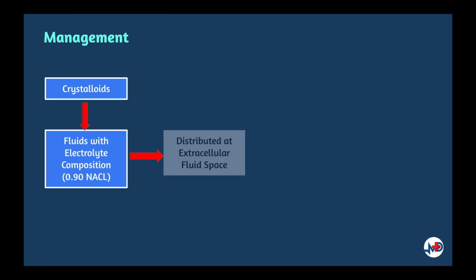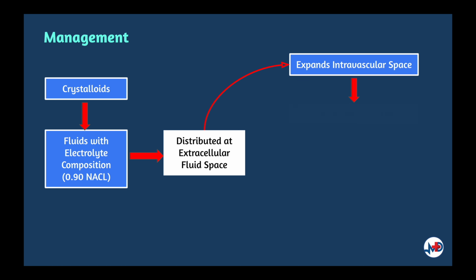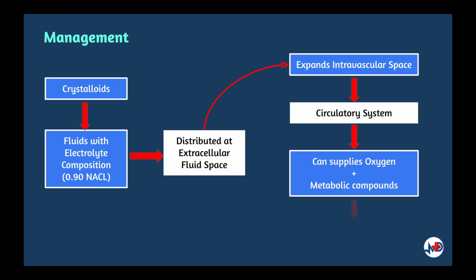Crystalloids. So, conventionally, balanced crystalloids are fluids with electrolyte composition that approximates plasma, such as lactated Ringer's or Ringer's lactate, or a total calculated osmolality similar to that of plasma, such as normal saline of 0.9%. Thus, conventional crystalloids will distribute in normal proportions throughout the extracellular fluid space upon administration. In other words, expansion of the intravascular space will only increase by roughly 200 to 250 mL for every liter of isotonic crystalloid fluid administered.